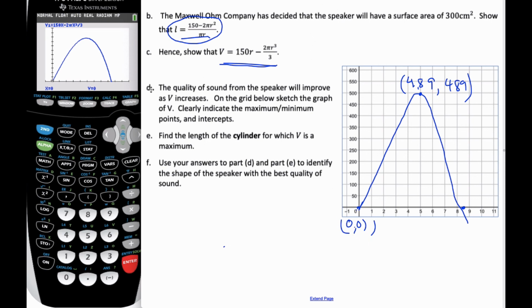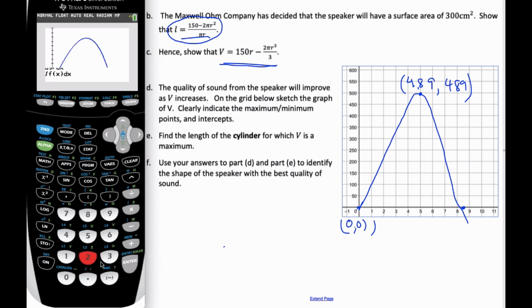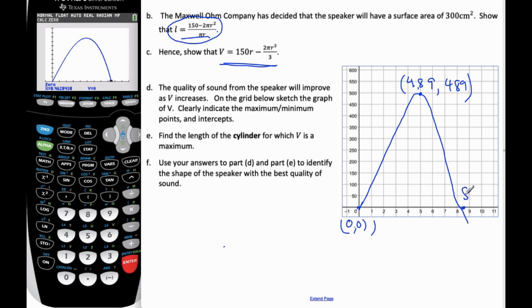And then finally finding this intercept here, we'll have to go find the zero and go 2. My left bound will make 5, my right bound will make 10, and we'll guess it around 9. And so this is 8.46. And so then I have clearly indicated the maximum, minimum. So here's my maximum, there's no minimum, and the intercepts. And I have the general shape correct. Okay, so there's D part.